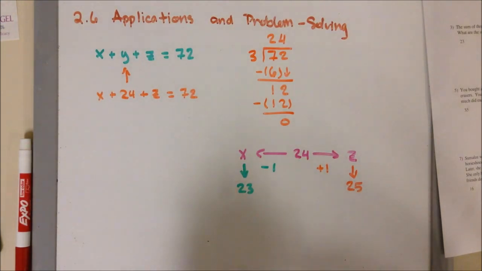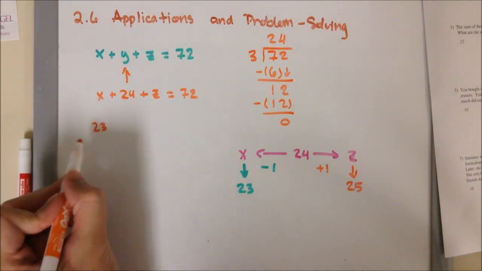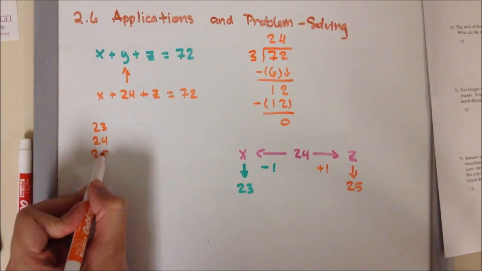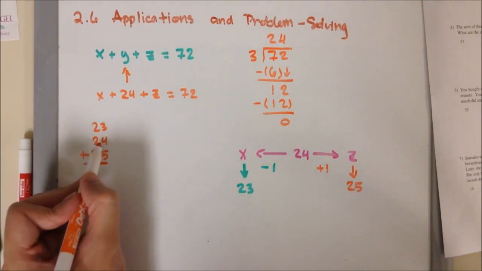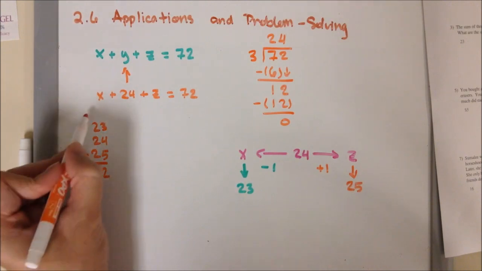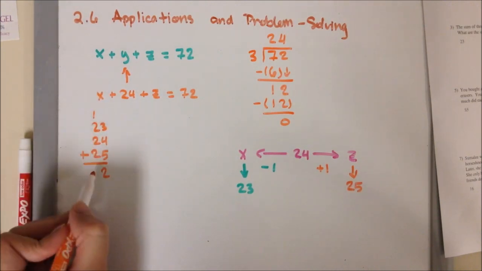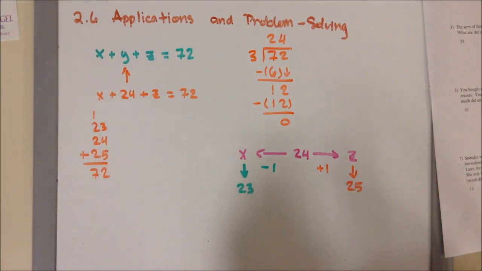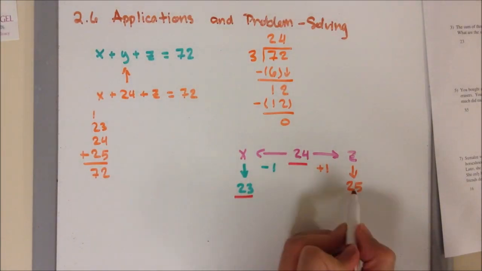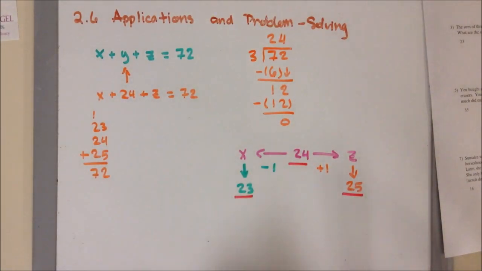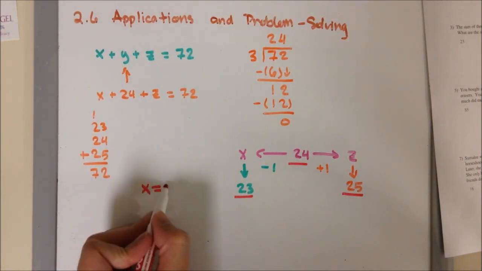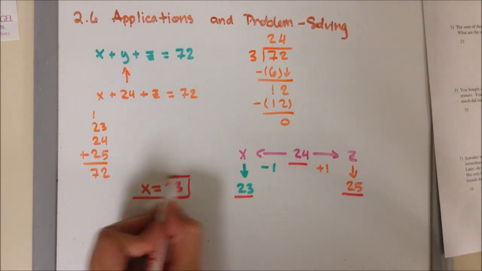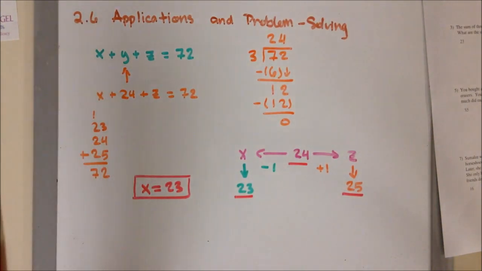And if I were to double check my numbers, 23, 24, 25: 3 plus 4 is 7, plus 5 is 12, carry the 1, 1 plus 2 plus 2 plus 2, that's 72. So I found my correct 3 consecutive numbers, which are 23, 24, and 25. And the question was, what is the smallest of the consecutive numbers? So x equals 23. So that's our final answer. 23 is our smallest consecutive number.